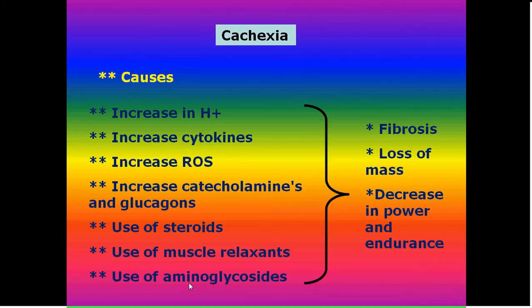What are the causes of cachexia? These causes may be acidosis, increasing cytokines, increasing active oxygen species, and increasing catecholamine and glucagon. But the most important thing you should keep in mind is the use of steroids, muscle relaxants, and aminoglycosides. That's why we should put an alarm here while you are dealing with a patient with COPD on a ventilator. Take care of these drugs, which will do a lot of harm to the muscles of the patients, and this will be responsible for myopathy, especially cachexia, which is irreversible.